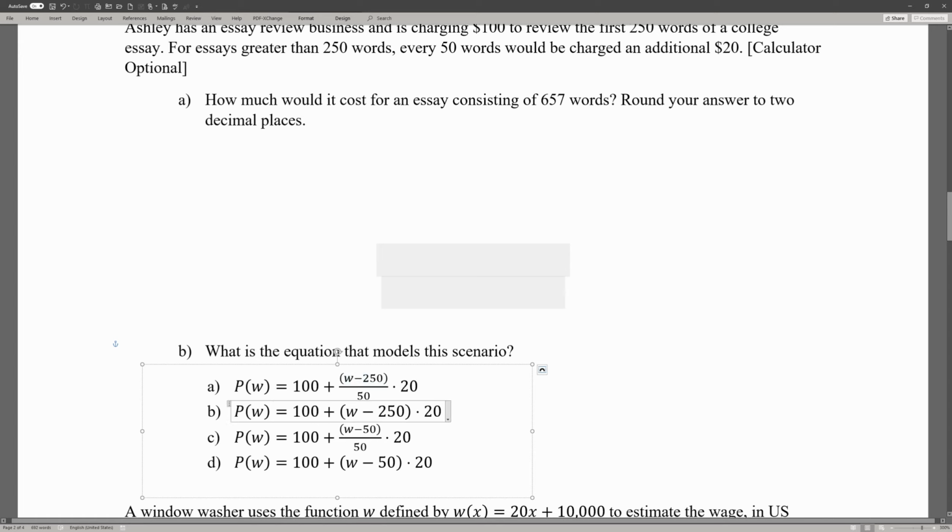B is incorrect because there is no denominator on the W minus 250 term. We need that denominator because she charges $20 for every 50 words. So in that case, this would be charging $20 for every word past 250, which is incorrect.